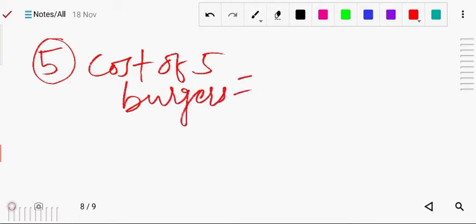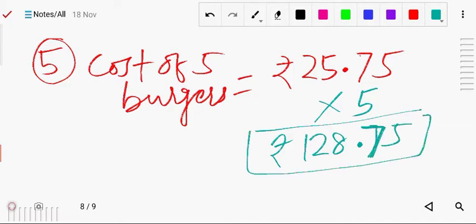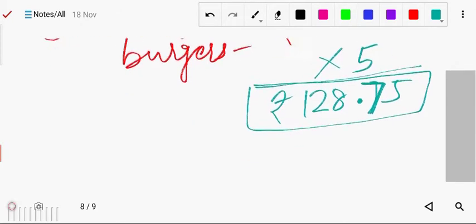Okay, so the cost of 5 burgers will be rupees 25.75, and it will be multiplied by 5. So you will multiply and get rupees 125.75. Okay, so this is the cost of 5 burgers. Now we have to find the cost of 6 pastries also.